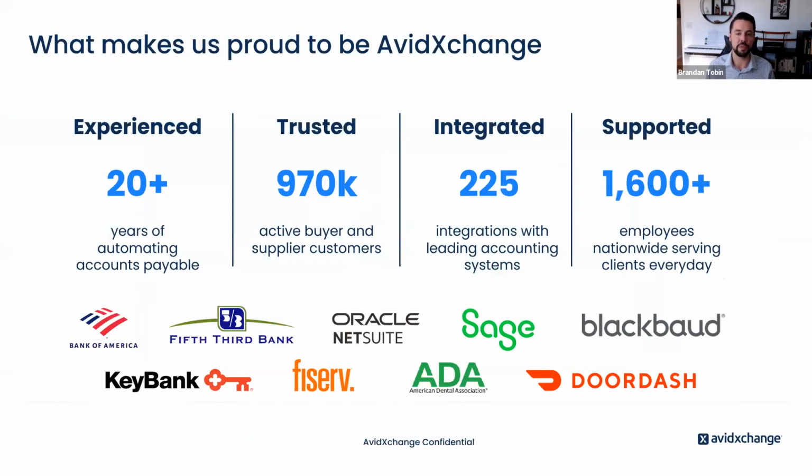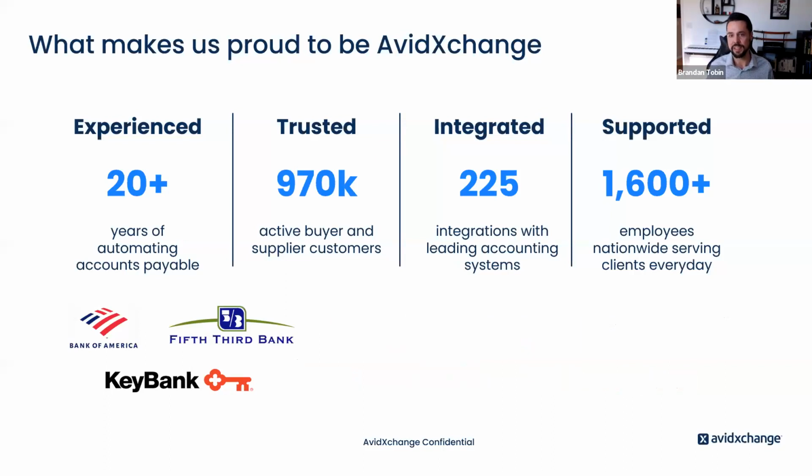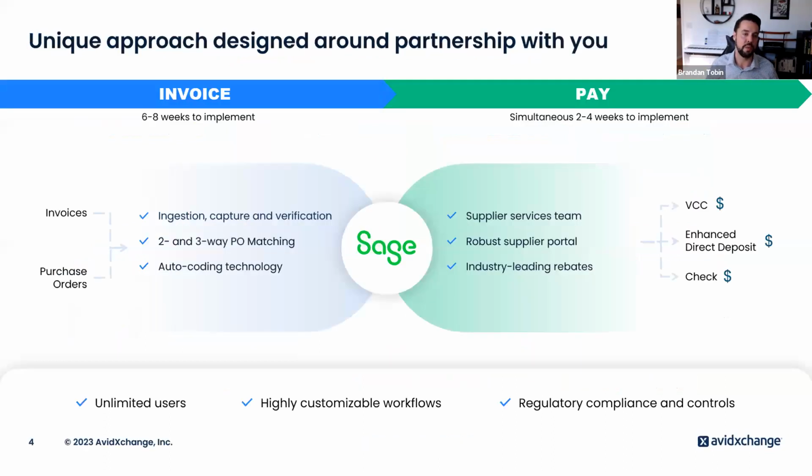We integrate with virtually every version of Sage, and a good 1/3 of our 1,600 plus employees are actually customer support. Almost all of them are located in our Charlotte, North Carolina headquarters, so we don't outsource our support overseas either, which is getting more and more rare these days. So that's the big picture of what we can do and offer for our customers.